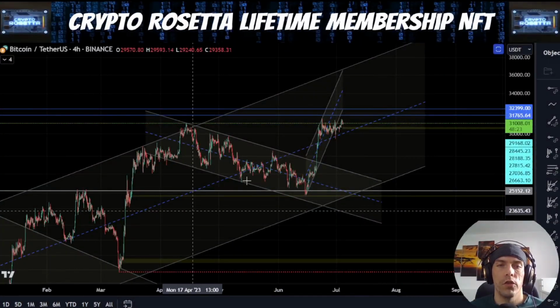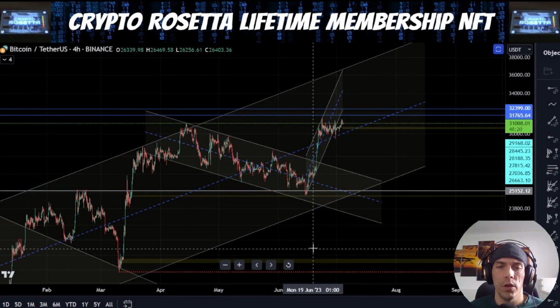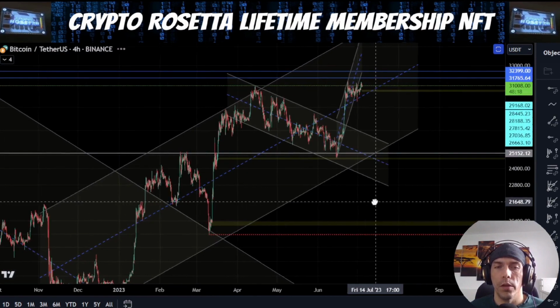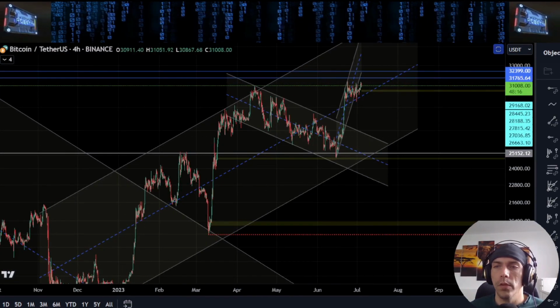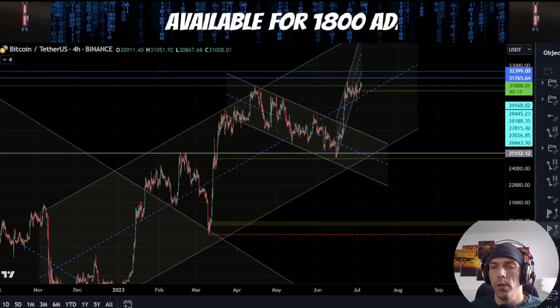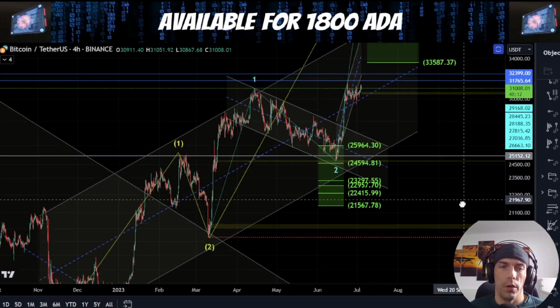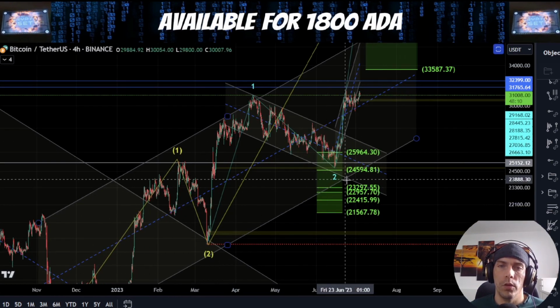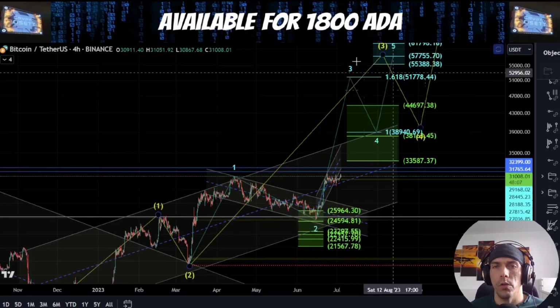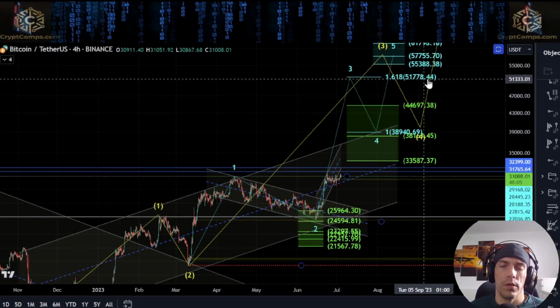Okay, so before we actually jump into the smaller degree counts here, just want to go over some of those higher time frame ideas. So within the bullish one, we're looking for this as a potential 1-2-1-2. And what we would be looking for is something along these lines where this becomes 1-2-1-2. And actually what we're looking for as a third wave target is this 51,778 region.